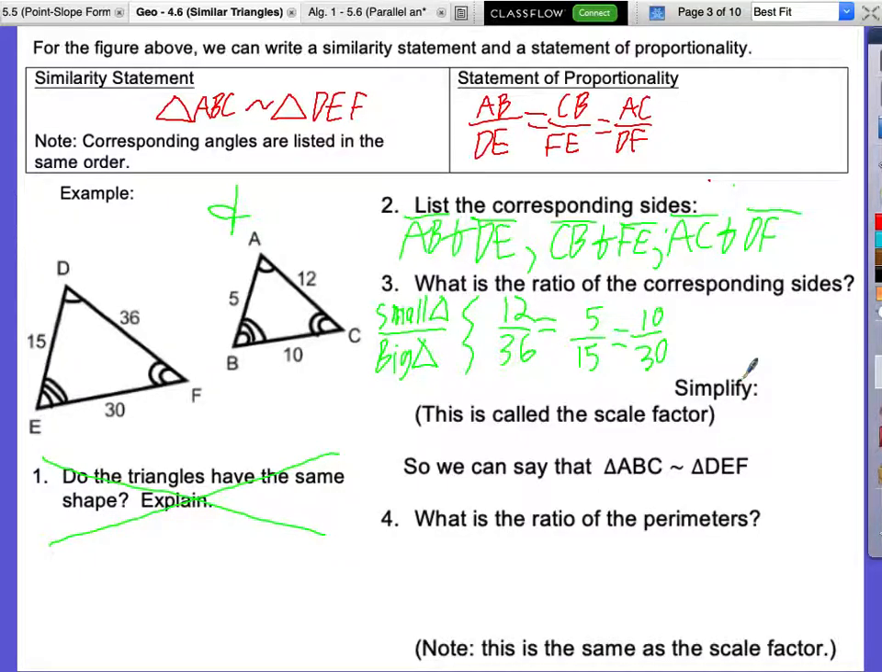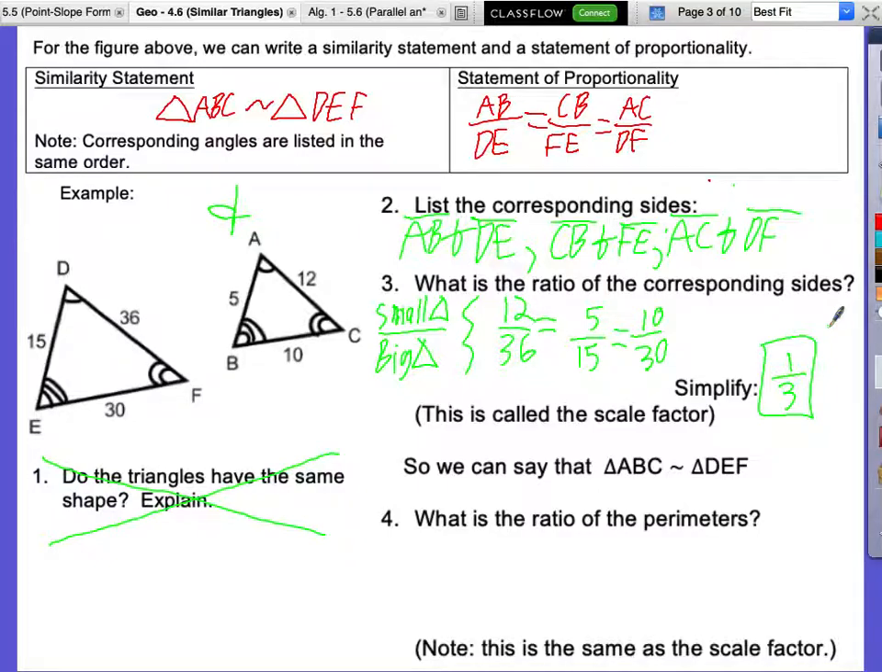What's 12 over 36 simplified to? 1/3. What's 5 over 15 simplified to? 1/3. What's 10 over 30 simplified to? 1/3. So they do all equal 1/3. So the ratios are the same, meaning the triangles are going to be similar. Ratios are the same, corresponding angles are congruent.